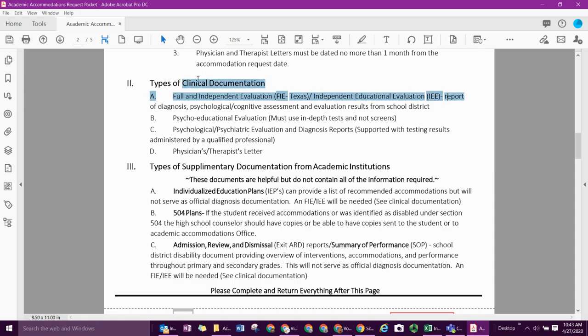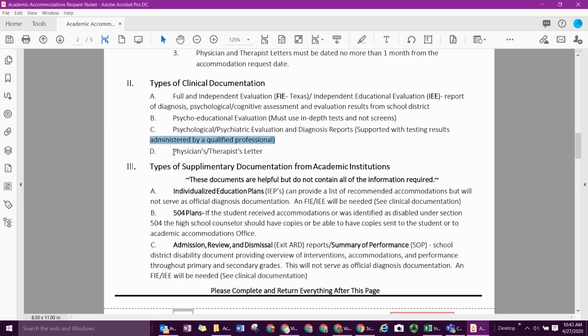This report is a report of diagnosis, psychological cognitive assessment, and evaluation results from the school district. A psychoeducational evaluation must be in-depth tests and not screens. This is basically what the school district would have, but it was done privately. It wasn't done through the school district. Another is a psychological or psychiatric evaluation and diagnosis report, supported with testing results administered by a qualified professional.